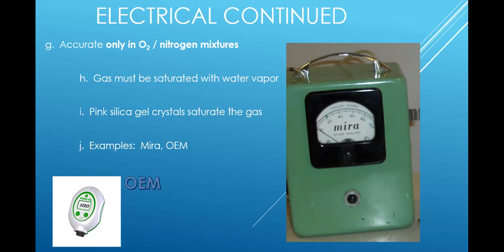It uses pink silica gel crystals to saturate the gas. So if I want the gas to be moist, I use pink silica gel crystals, okay? Pink silica gel crystals will moisten the sample gas. And those crystals are already inside of the analyzer. So once you put the analyzer in the stream of oxygen, as it comes in, it's going to moisten before it gets to the electrical stuff, okay?